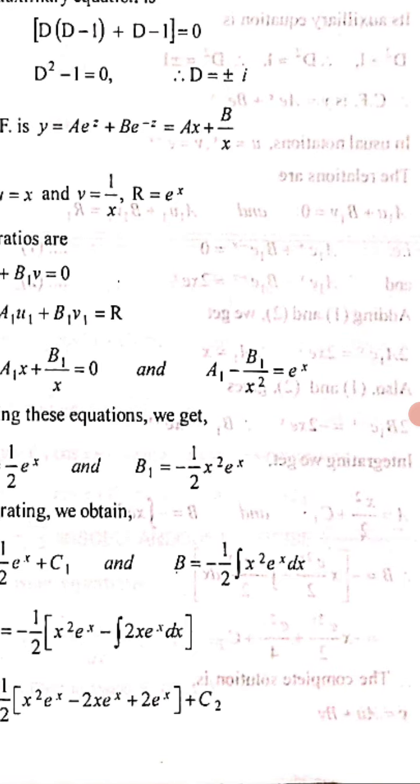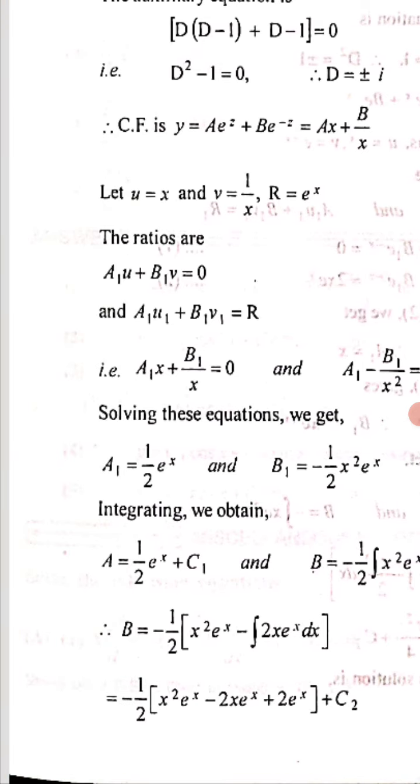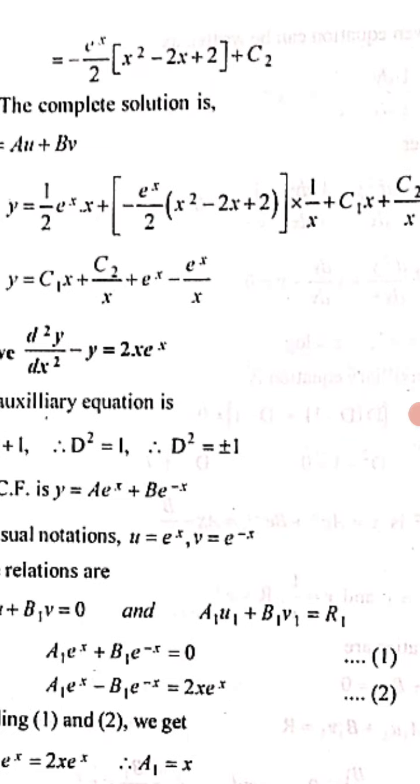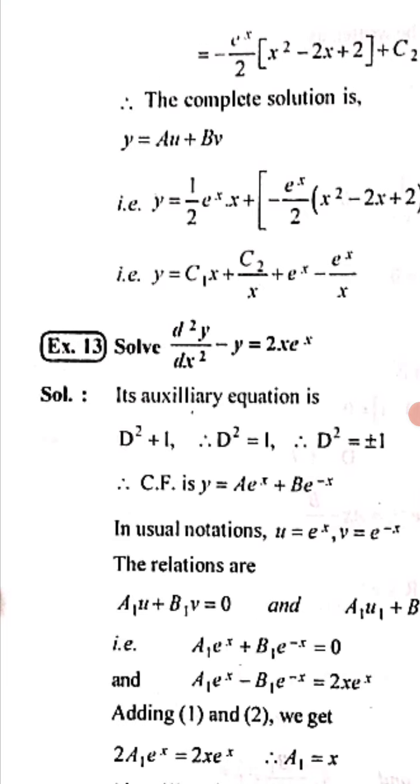Integrating, we obtain a is equal to 1 divided by 2 e raised to x plus c1 and b is equal to minus 1 divided by 2 integration of x square into e raised to x into dx. So b is equal to minus 1 divided by 2 into bracket x square e raised to x minus integration of 2x e raised to x dx, which is equal to minus 1 upon 2 into bracket x square e raised to x minus 2 into x e raised to x plus 2 e raised to x, plus c2, which is equal to minus e raised to x divided by 2 into bracket x square minus 2x plus 2, plus c2. Therefore, the complete solution is y is equal to au plus bv.